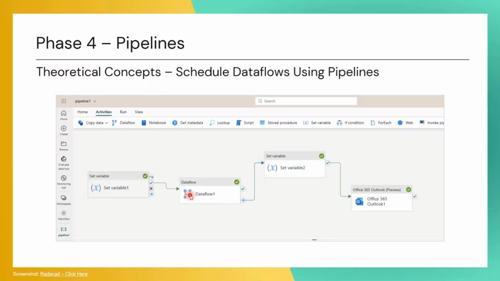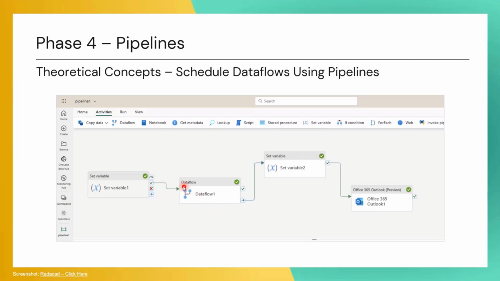Pipelines are a new feature or object in Microsoft Fabric that didn't exist in Power BI. You can simply orchestrate and build a flow of activities. This could be, in this example here, setting a variable, running data flows. So we can trigger data flows, which is the activity part that we are most interested in. And even send notifications as emails in Outlook or Teams.